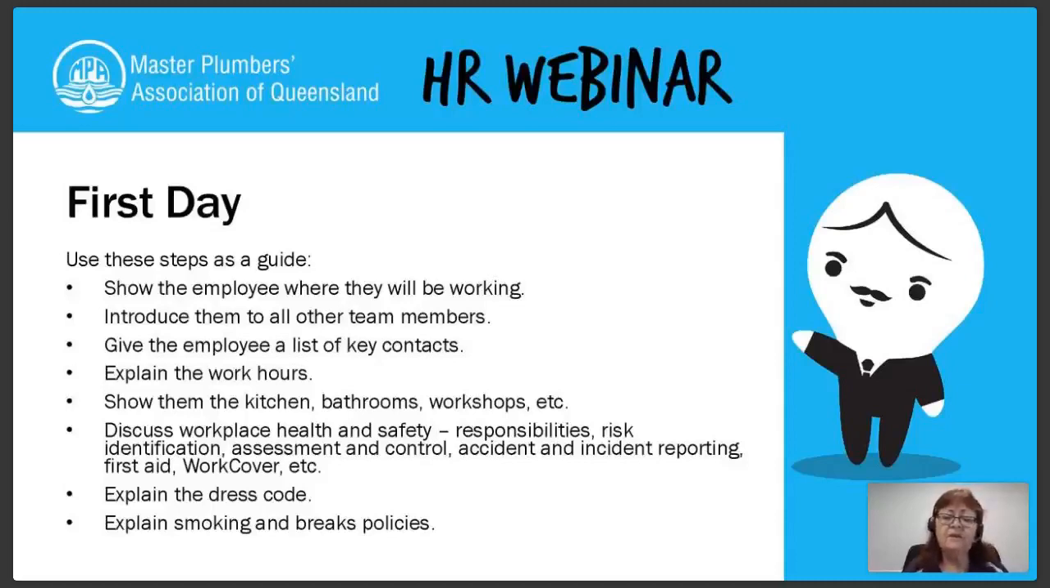For example, if they're not able to work today due to sickness, who do they call? If they're running late, if there's been an accident and they're stuck in traffic, you would need to give them some sort of contact numbers so that they can let someone know what's actually happening. Explain the hours of work to them. Show them where the amenities are, so your kitchen, bathroom, workshops, etc.